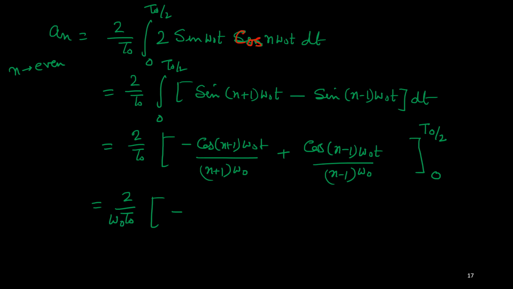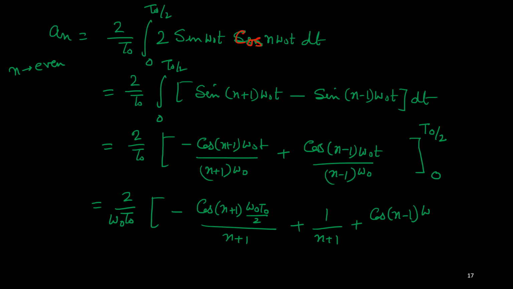Now, so this will be only cos (n plus 1) omega naught t naught by 2 upon n plus 1. And if I put minus sign here, okay, so this 0 minus 1 is plus, and cos 0 is 1. So this is 1 upon n plus 1. And for this one, it is cos (n minus 1) omega naught t naught by 2 by n minus 1. And for 0, it is minus sine 1 upon n minus 1.